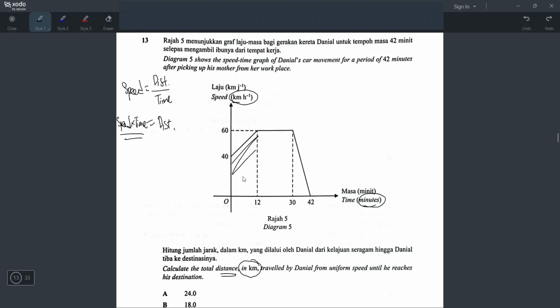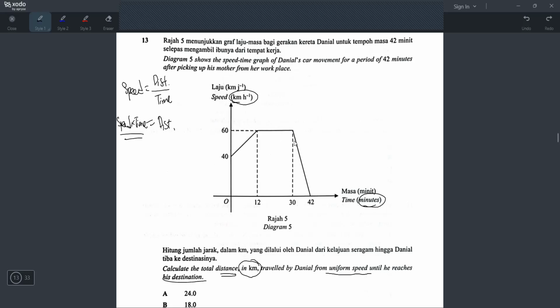But you are not finding the whole area here. Please read carefully. Calculate distance in kilometer traveled by Daniel from uniform speed until he reaches his destination. It means from uniform speed. What do we call this line? This is where the speed is increasing, so we call this accelerate. What about this line? This line, the speed never changed. So we call this a uniform speed or constant speed, right?